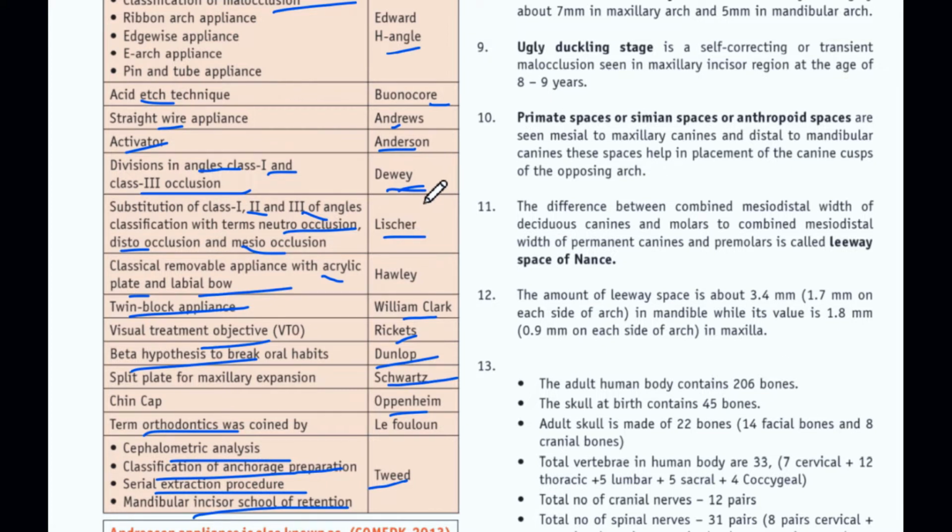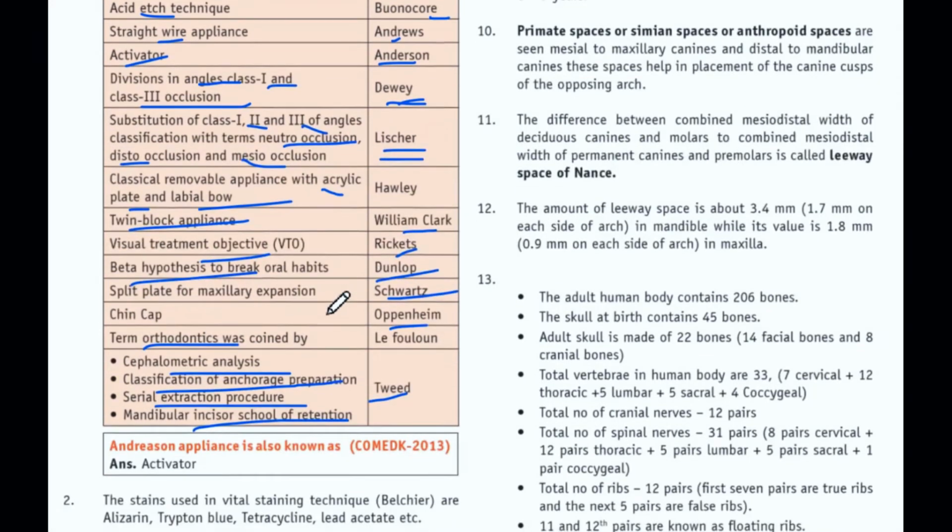Next is Dewey, who further provided divisions in Angle's class 1 and class 3 occlusion. Lisher introduced few more terminologies for class 1 as neutral occlusion, class 2 distal occlusion and class 3 mesio occlusion.